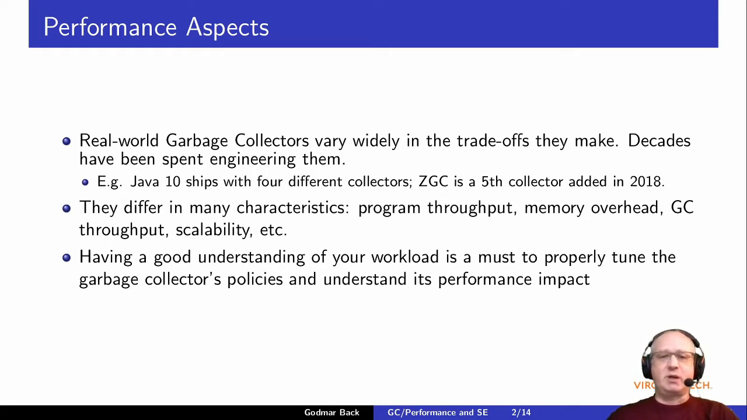As one data point, the 11th edition of Java shipped with 4 different collectors. Just 2 years ago, a 5th collector called ZGC was added in 2018. These collectors or collection algorithms differ in many characteristics in terms of the program throughput they enable. That is, to what degree do they slow down the user program that is executing, how much additional memory they need, and what their GC throughput is. That is how much garbage they can collect in a given amount of time.